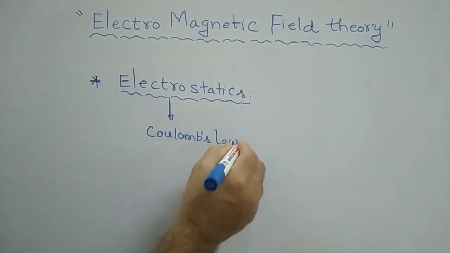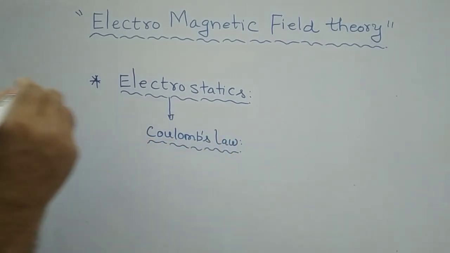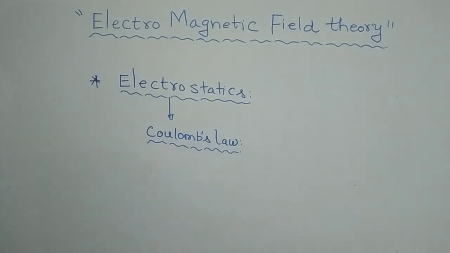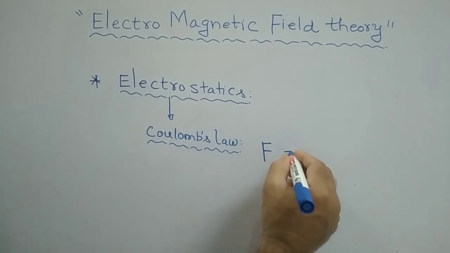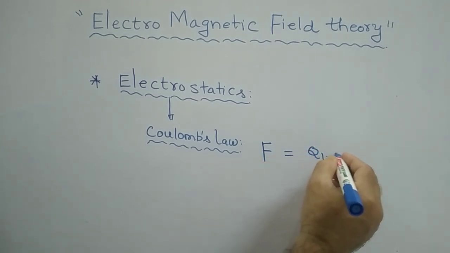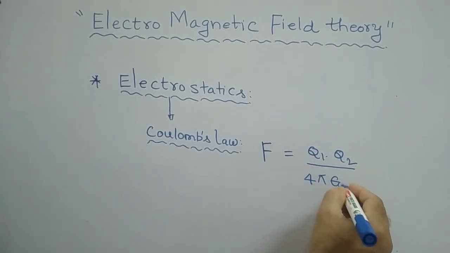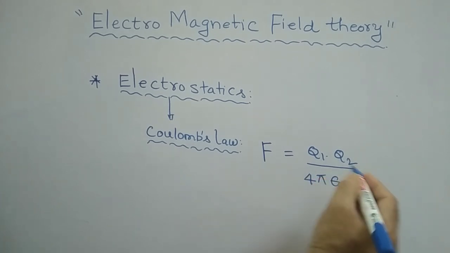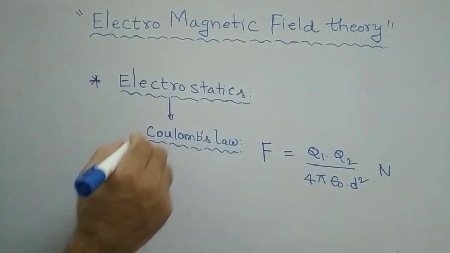This we have seen in the last presentation. If you need, please go through our previous presentation of EMTL, which is available on our YouTube channel. What is Coulomb's law? In brief, Coulomb's law describes the Coulomb force, which gives F is equal to Q1 into Q2 by 4 pi epsilon naught into d square, in newtons.